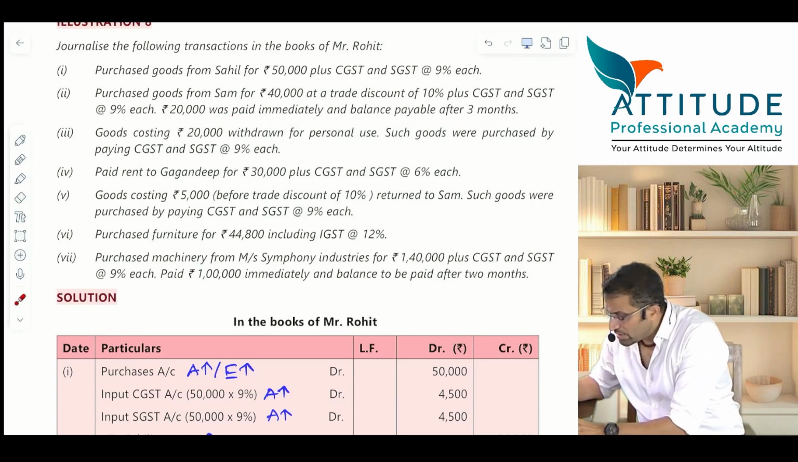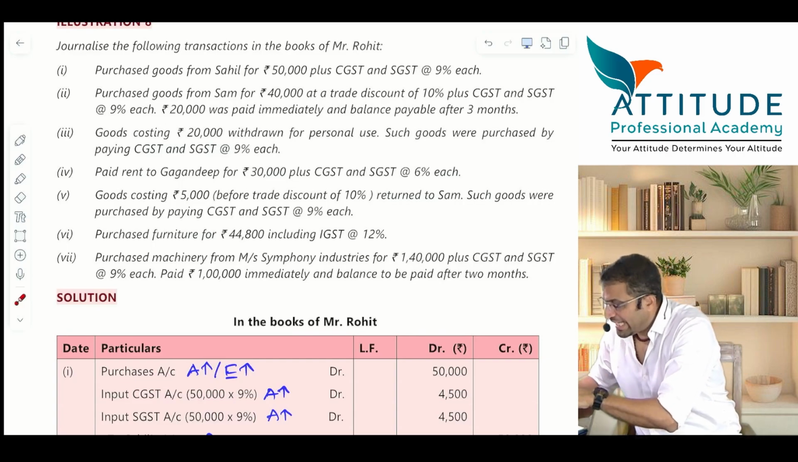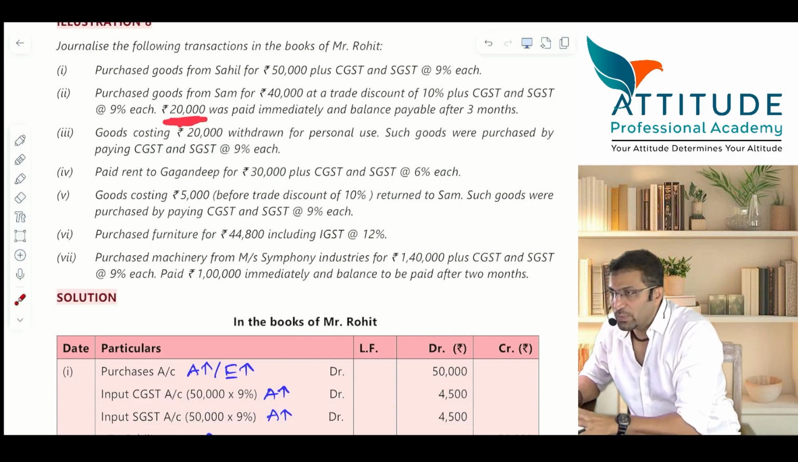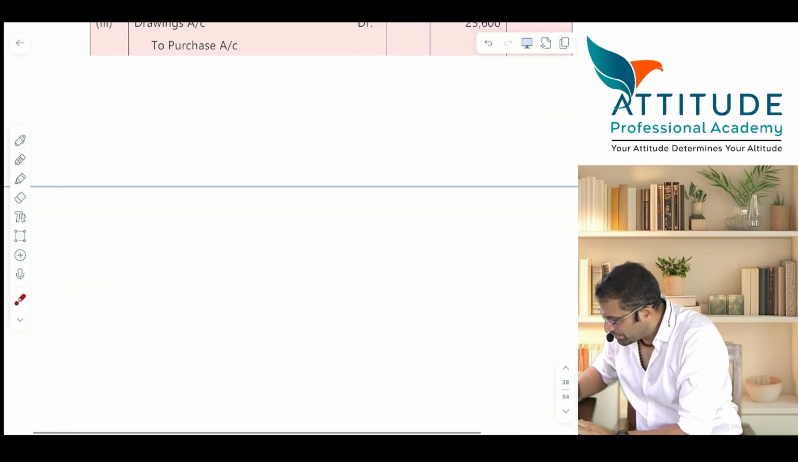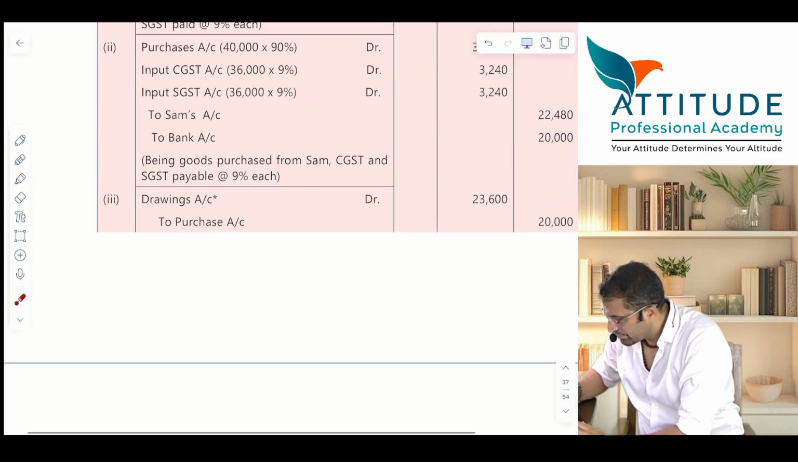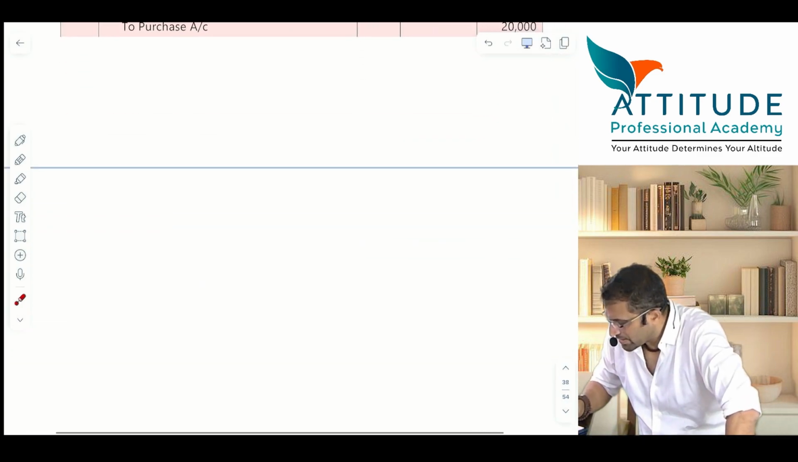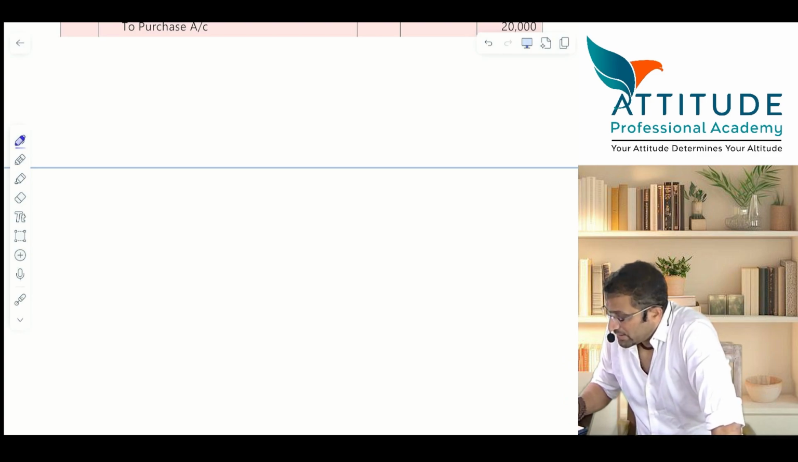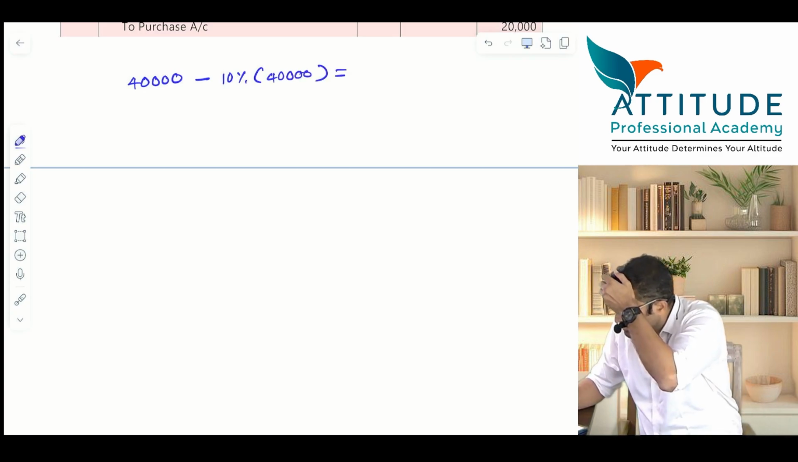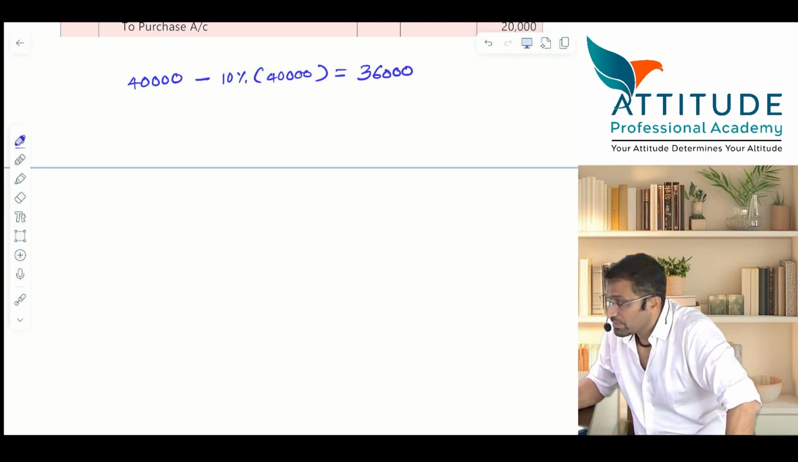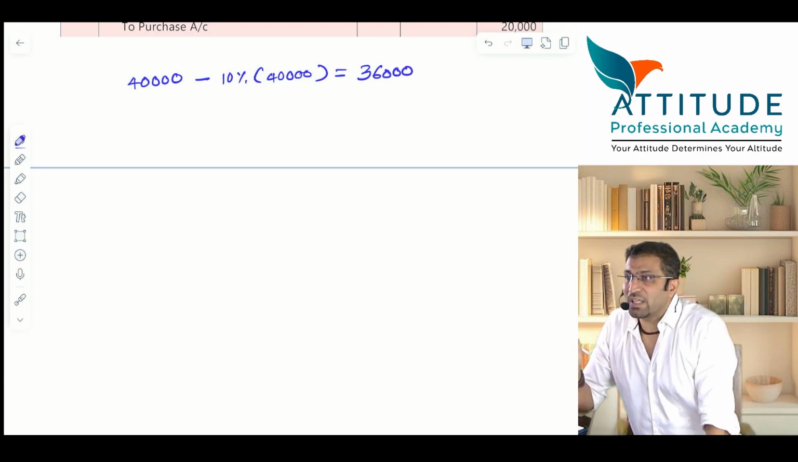Okay. Now I repeat, cash is paid here, but cash is not paid entirely. Only 20,000 is paid in cash. Remaining is payable. Now concentrate. Look here. First, what is the value of the goods? 40,000. Minus 10% of 40,000. How much is it? 36,000 is after trade discount.